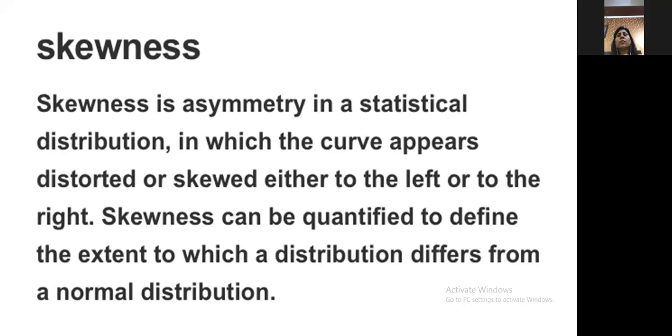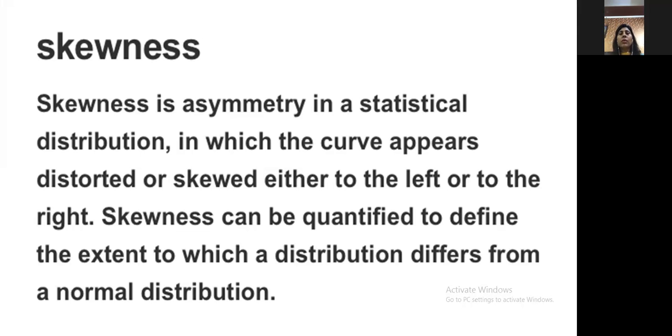So skewness is actually an extent of tiltedness or divergence of the data, or the distribution of data, which shows you whether it is a normal distribution or how it differs from a normal distribution. So let's understand the meaning of skewness: asymmetry in a statistical distribution. That means when you plot a distribution, you see that some asymmetry is occurring in this distribution.